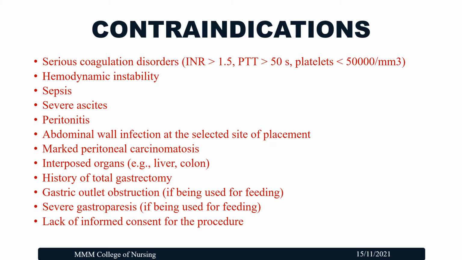carcinomatosis, interposed organs, where one organ can be over the other, example liver, colon, history of total gastrectomy, gastric outlet obstruction, if it's being used for feeding, severe gastroparesis, that is, a condition that affects the normal spontaneous movement of the muscles in the stomach, again if it's used for feeding, and lack of informed consent for the procedure.